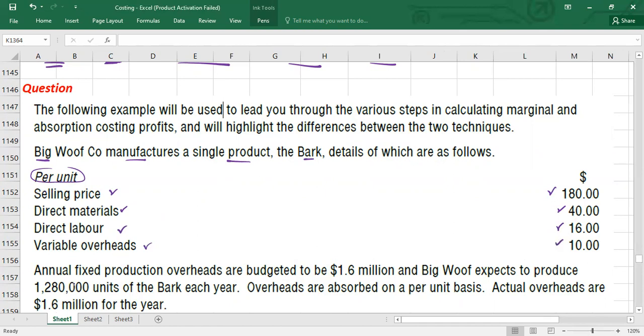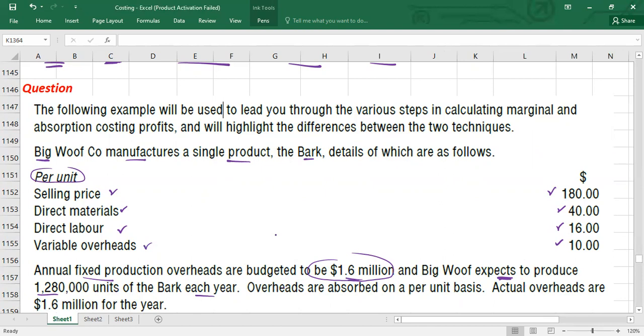And guys, here we have data for the fixed cost also. Annual fixed production overheads are budgeted to be 1.6 million. Big Wolf expects to produce 1.28 million units of the bark each year. So this is the expected unit, this is your expected cost. It means you can calculate the recovery rate. We will see how to do it.